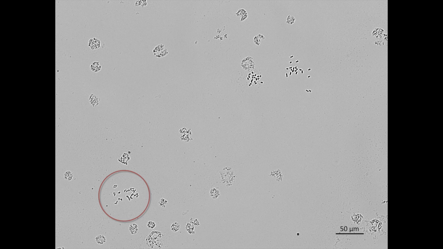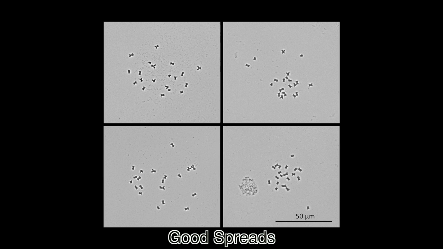Sister chromatid separation is visible in the lower left spread, an indication that mitosis has resumed. The metaphase spreads in these panels are good for hybridization. Good spreads will have minimal cytoplasm, non-overlapping chromosomes, and the entire spread will fit in one image.